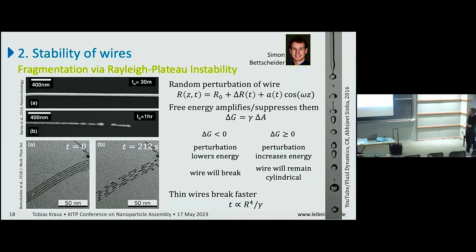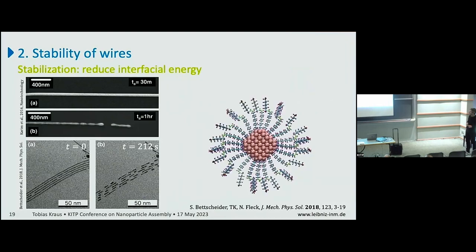Now the question is, why do these wires then exist at all? Why does it not fall apart immediately? And the reason for that is, of course, that there is an organic shell on this very thin metal core. This organic shell does multiple things. Most importantly, probably, it's reducing the interfacial energy, which is the driving force of the Rayleigh plateau instability. So it's not as advantageous for it to fall apart. There are multiple other things that it probably does, and it's not known what is the most important contribution.